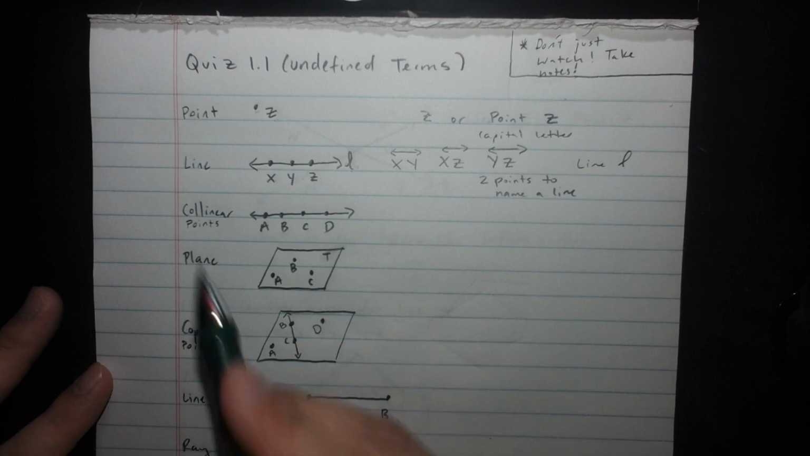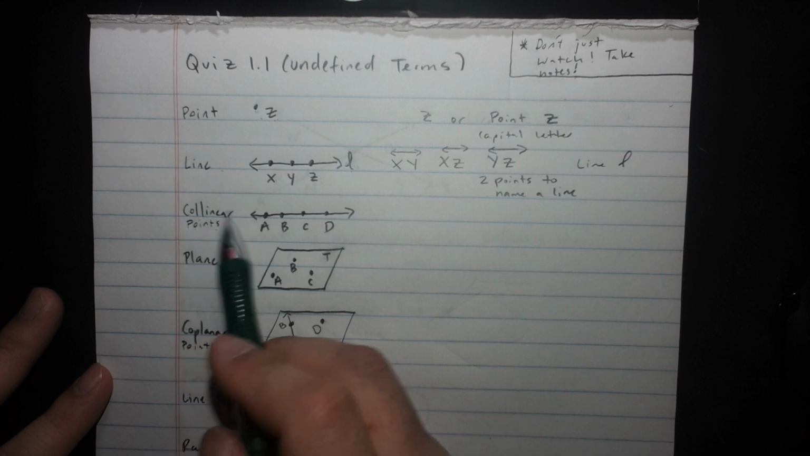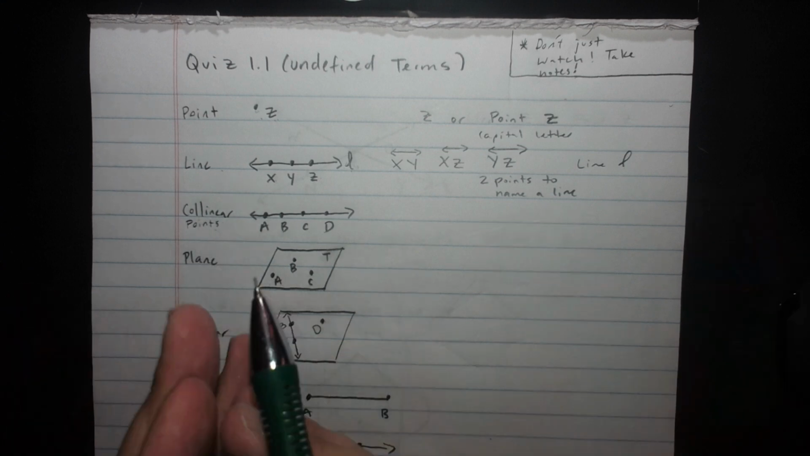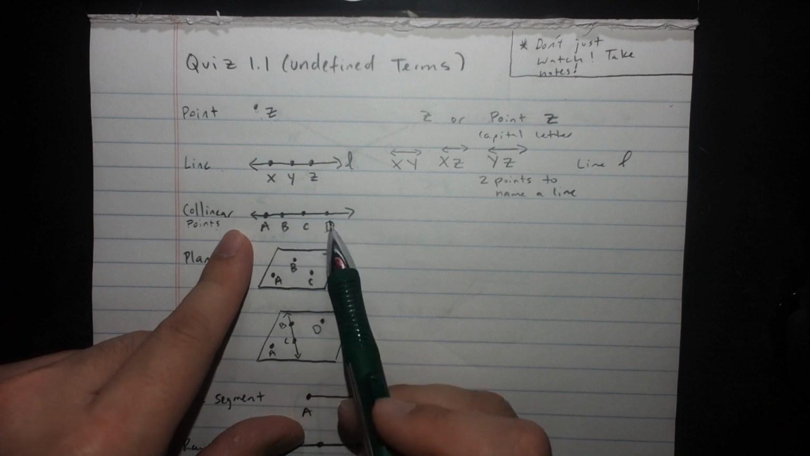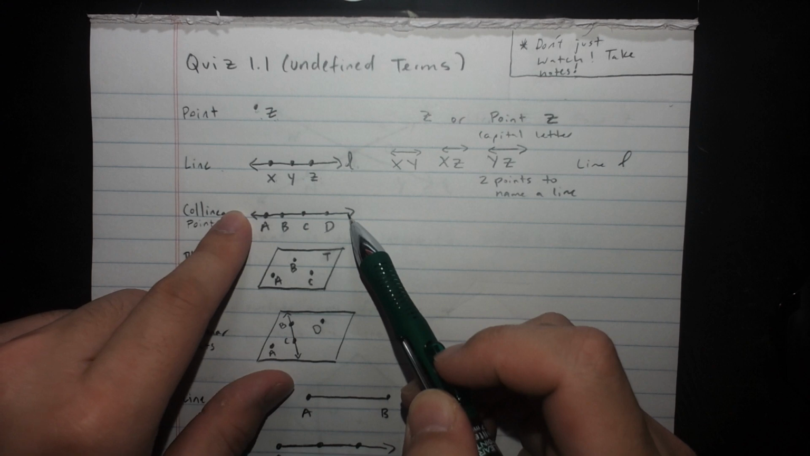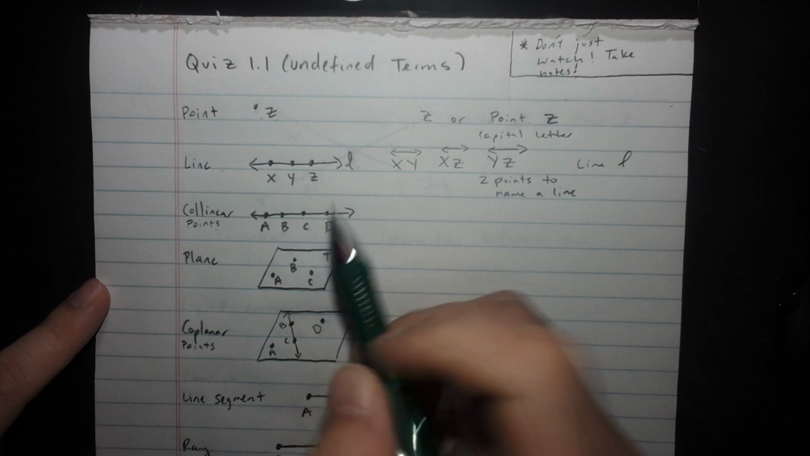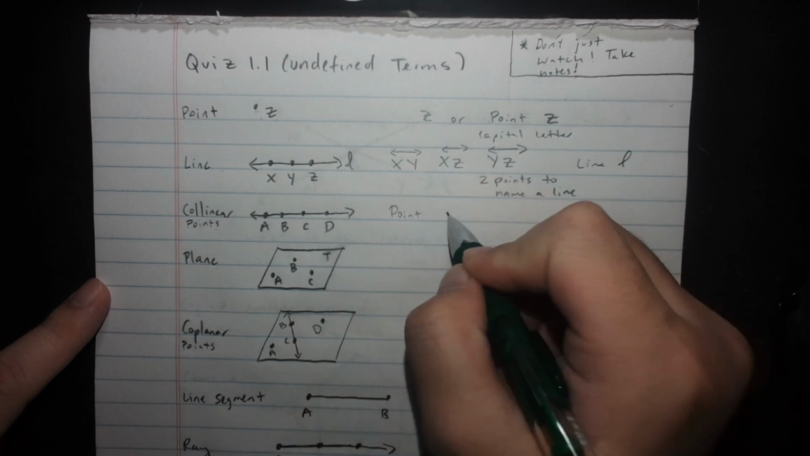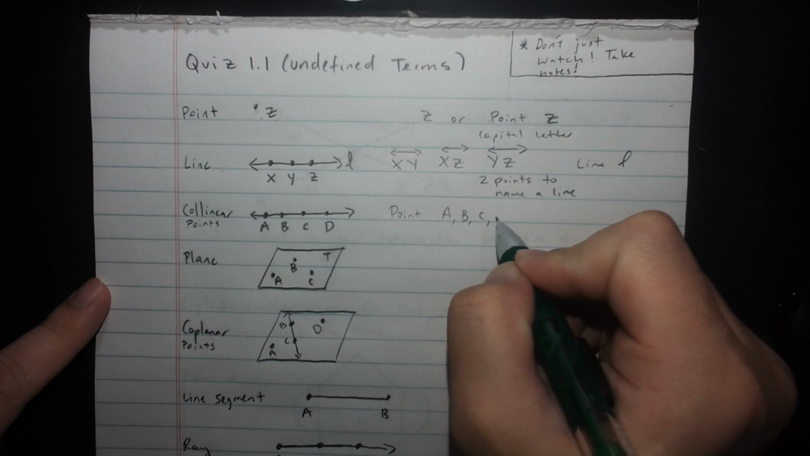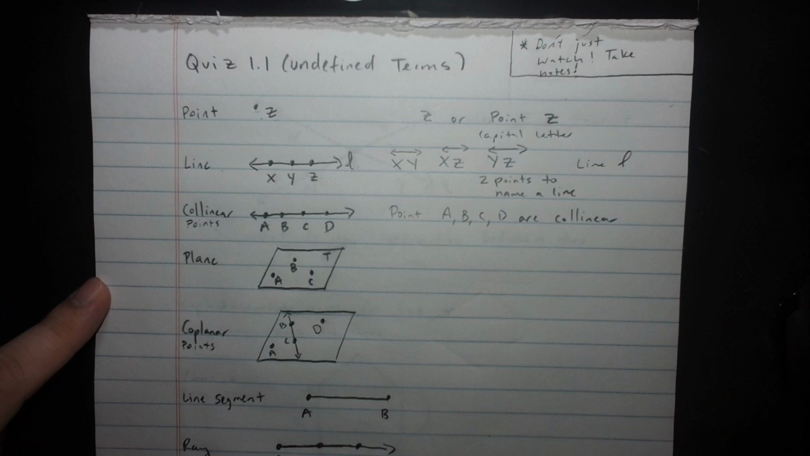All right, so we have a point, we have a line. We're going to move on to collinear points. Collinear means together. So all of these points here are together on the same line. So we can say points A, B, C, D are collinear.